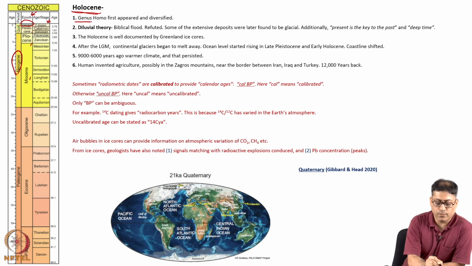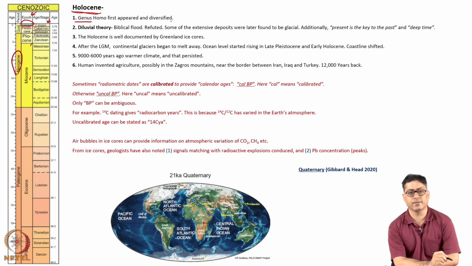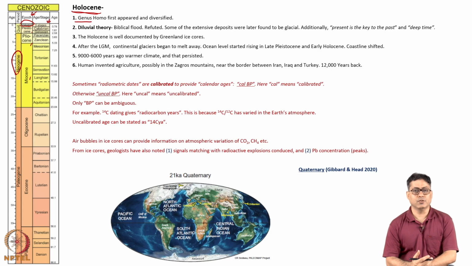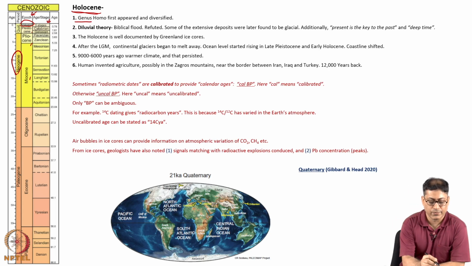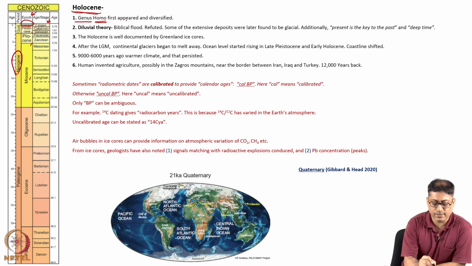The genus Homo first appeared and got diversified. Human beings belong to the sapiens species. There were other Homo genus also, for example, Homo erectus, Homo habilis. So, these Homo genus, they first appeared and they got diversified.